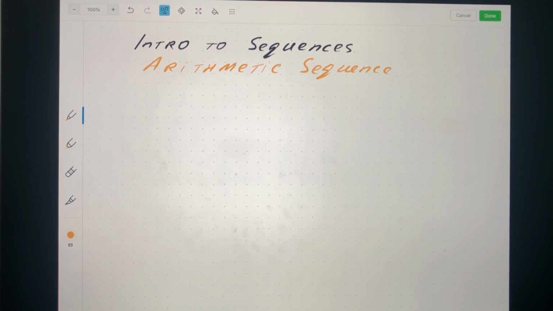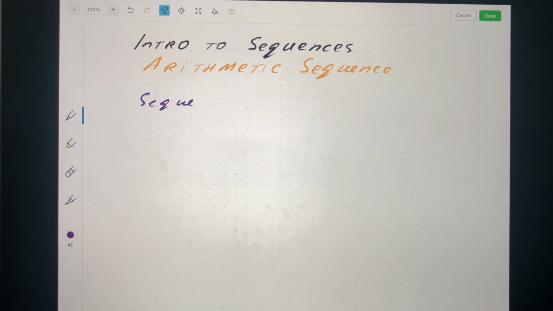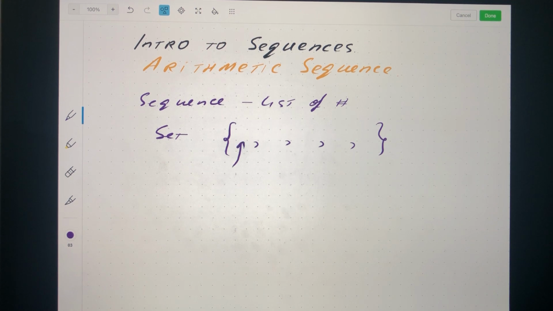But first let's talk about what sequences are and how to look at them and how to name them and what they mean. A sequence is simply a list of numbers, and that list of numbers is usually written as a set using the curly parentheses, and the items inside are separated by commas. The items inside are known as terms, and the first number is called the first term, then the second term, the third term, and so on.